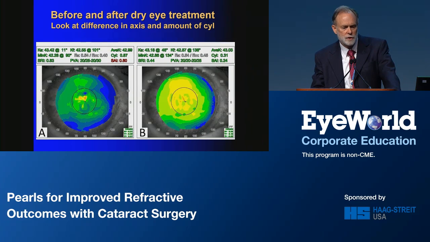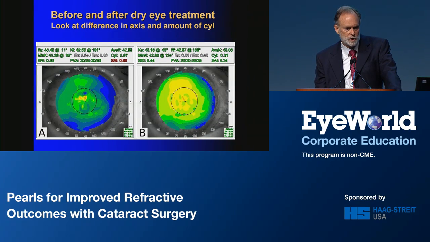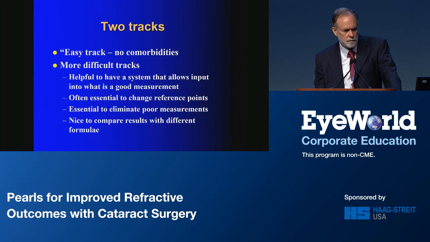We treated this patient for a month with dry eye treatments, and the picture on the right is how it looked after treating their dry eyes. You can see that the amount of cylinder decreased substantially, as did the axis. So it would change the way we would plan the surgery if we're trying to come out with a refraction of plano after surgery. We have to get the ocular surface in good condition before we do any other testing.